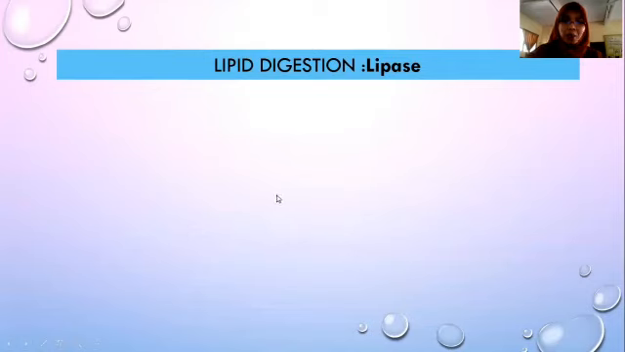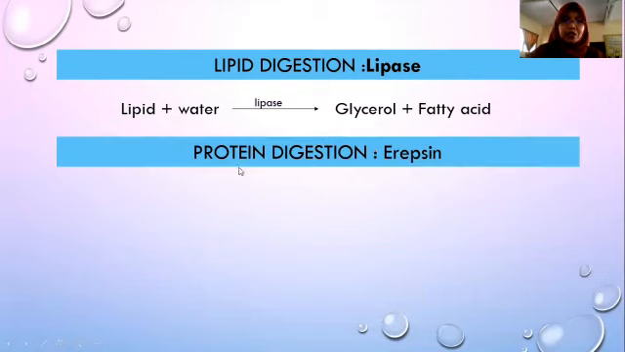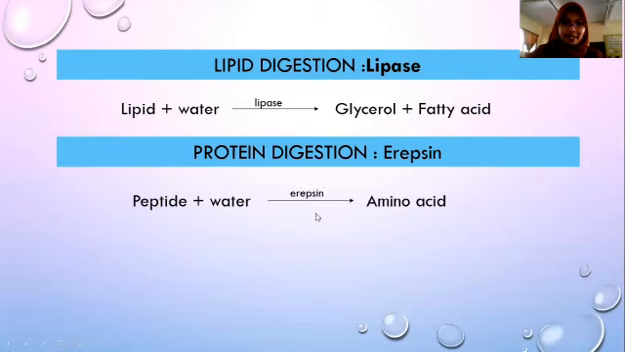And one more, lipid digestion involves lipase. The lipase will hydrolyze lipid plus water, so it will form glycerol and fatty acid. For protein digestion, by the enzyme erepsin, peptide will be hydrolyzed to form amino acid. So now you can see all the molecules become the simplest size.